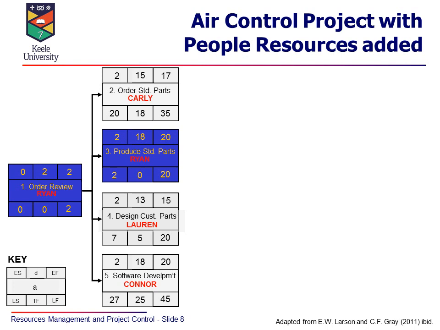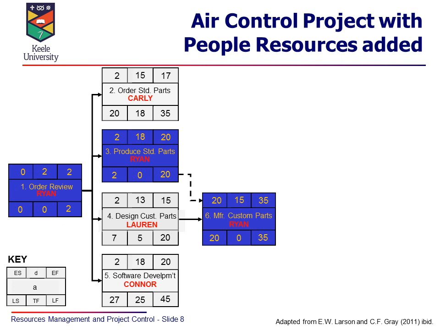Now it seems as though Ryan has a lot of specialist technical expertise. He reviews the order and breaks the project down into its component parts, and then he's also involved in producing and manufacturing those particular parts. Other people can be getting on. Carly is clearly the procurement person, ordering those items that are being bought in from outside. Lauren is obviously a designer, designing the custom parts, and the software guy is Connor.